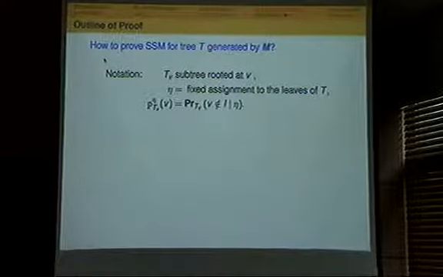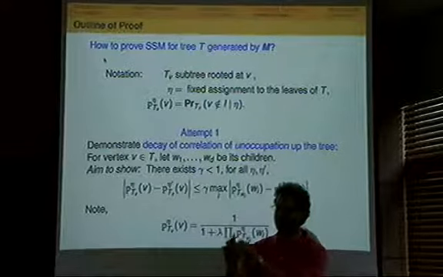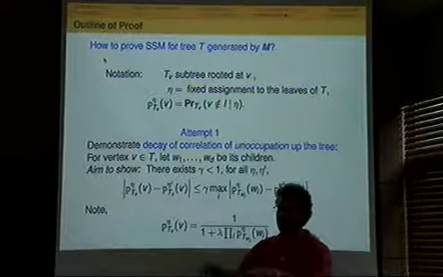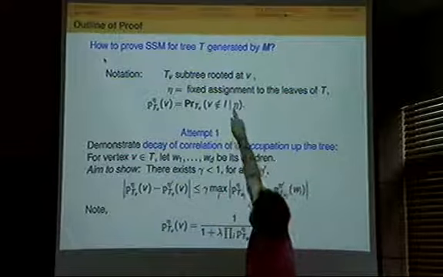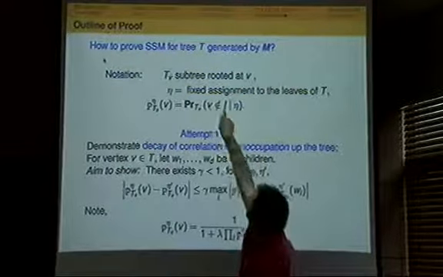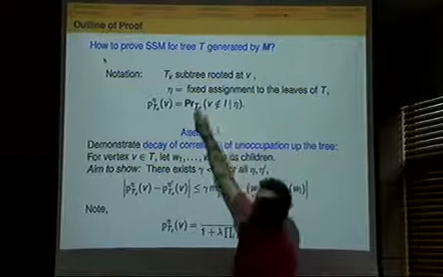So the way one might try to do it is, what you want to do is say, what do I got here? This P for a vertex is: I have some boundary condition eta. I take this big tree, I take that vertex I'm interested in, I look at the subtree rooted at that vertex, and I ask, conditional on that boundary condition, what's the chance that vertex is unoccupied in that smaller tree? Okay?